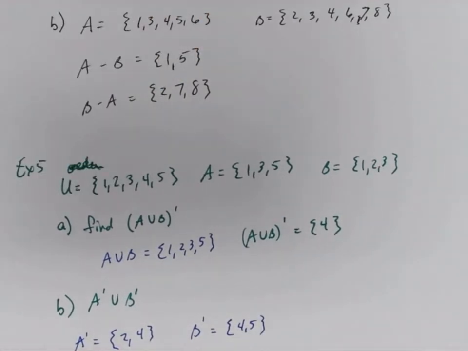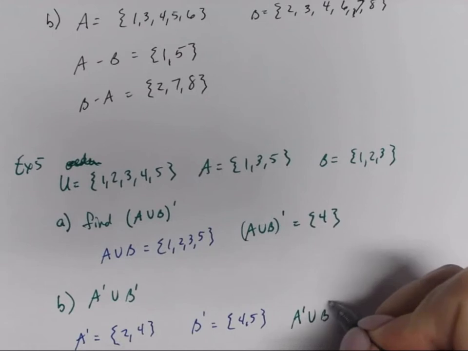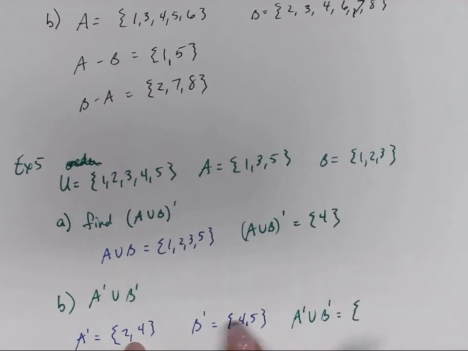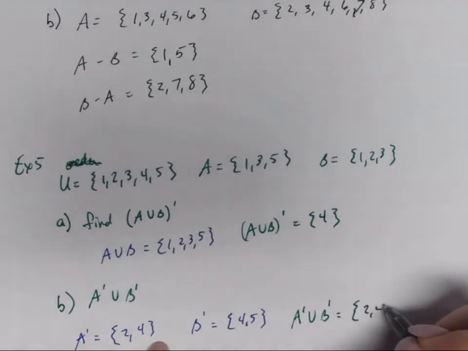So now we can find our A complement union with our B complement. So that means it's these two put together. So the union between these, well, we have a 2, a 4, and a 5.